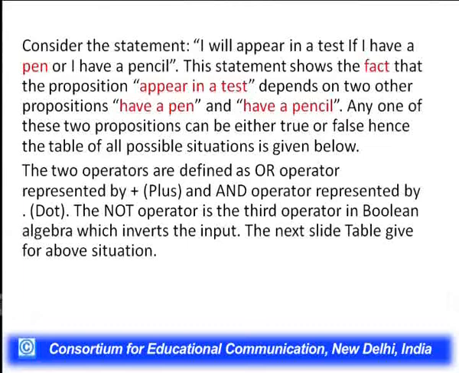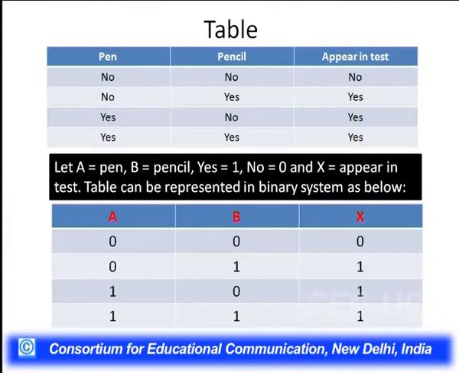The NOT operator is the third operator in Boolean algebra, which inverts the input. Suppose the input is 1, then after inversion it will be 0. 1 becomes 0 and 0 becomes 1 in the case of NOT. The next slide gives a table for the above situation. Let us see the situations.